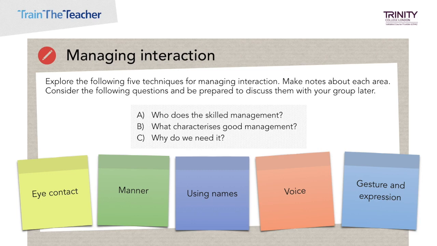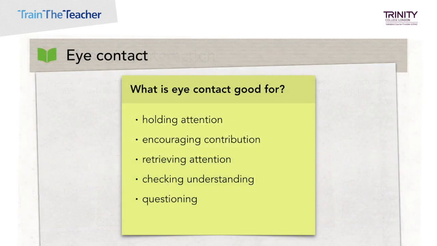Okay, let's look at eye contact first. What is eye contact good for? Eye contact is a way of holding learners' attention. It also encourages them to contribute. When children's minds and attention have wandered off, it also helps us retrieve their attention. A quick glance, for example, can make a child realize that they need to look at you.